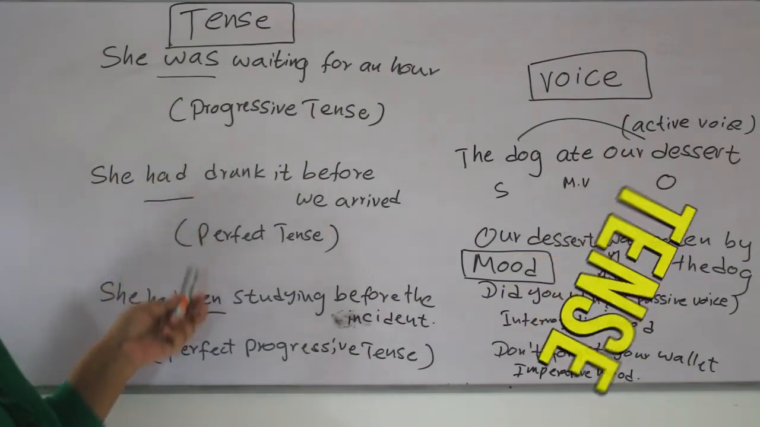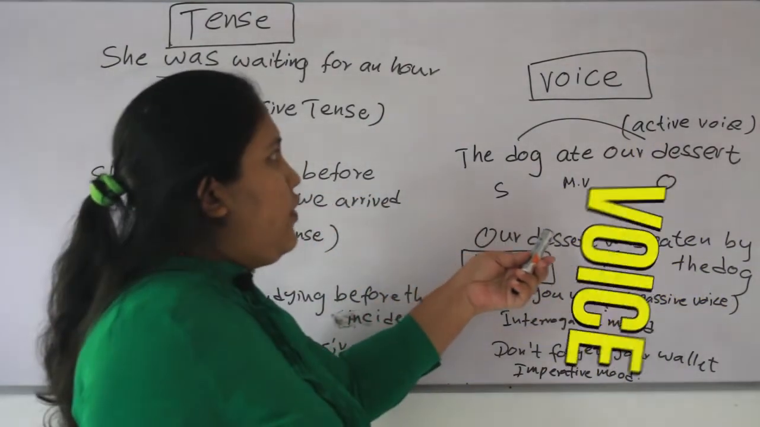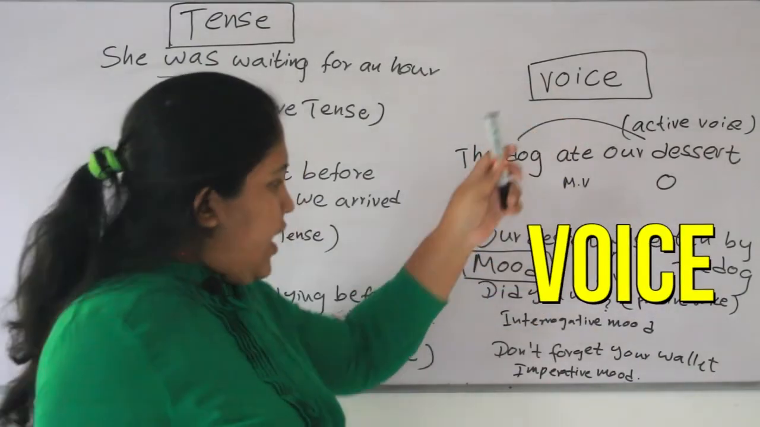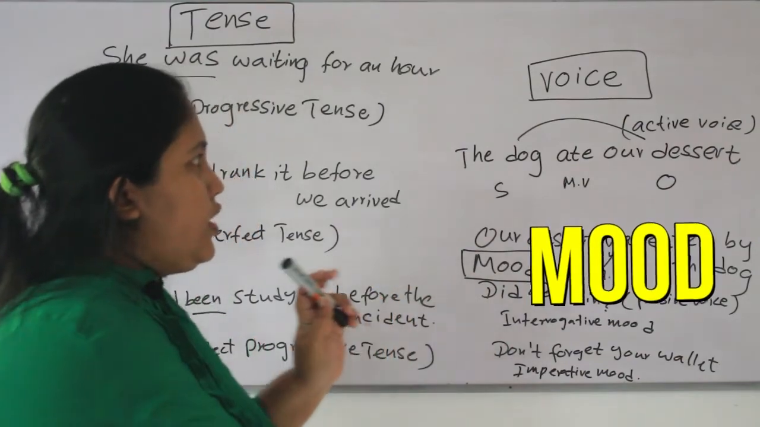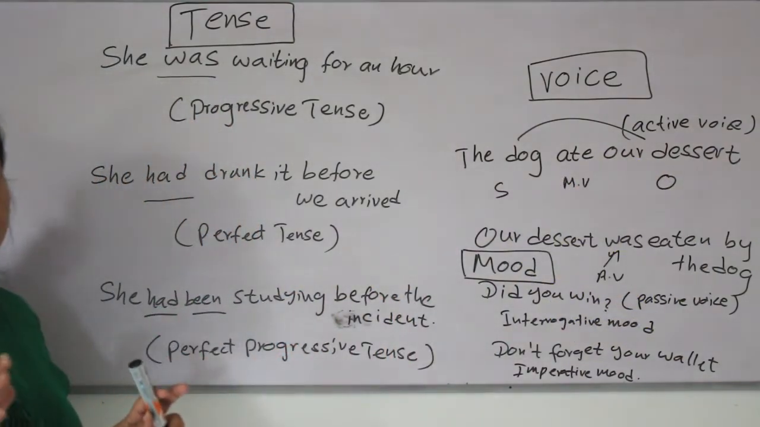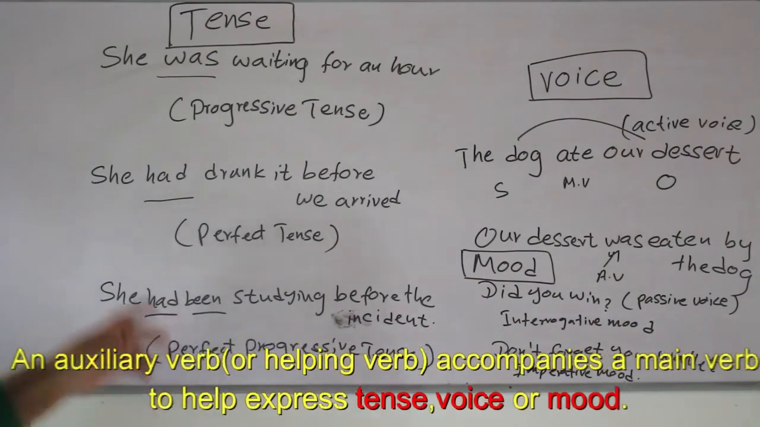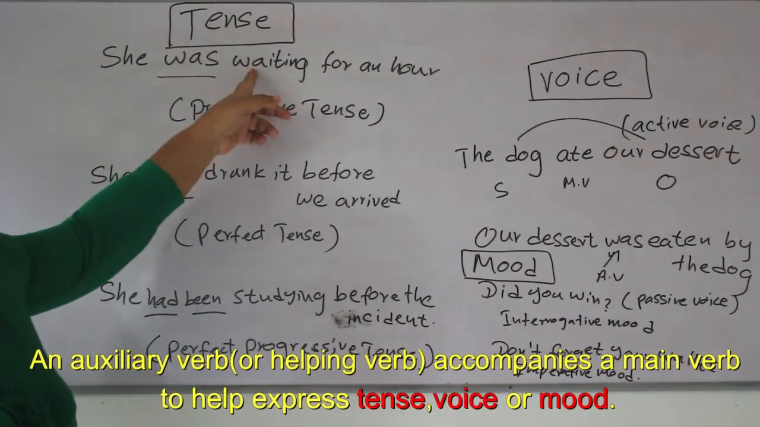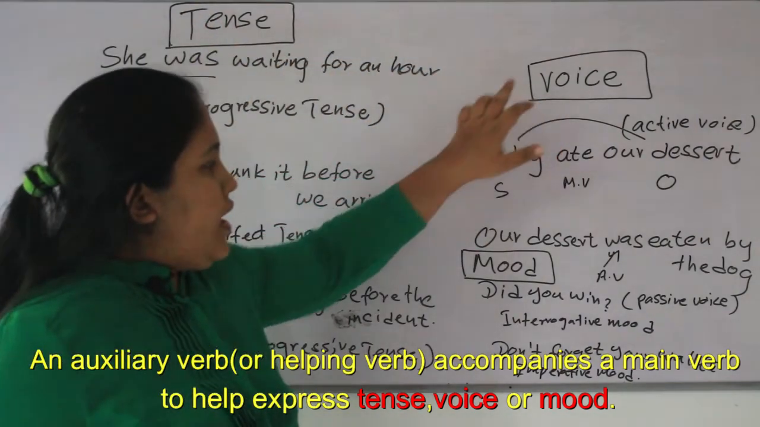So, these are the examples of auxiliary verb expressing tense and this is an example of auxiliary verb expressing voice and these are the examples of auxiliary verb expressing mood. So, now we can easily define what is an auxiliary verb. An auxiliary verb or helping verb accompanies a main verb to help express tense, voice and mood.